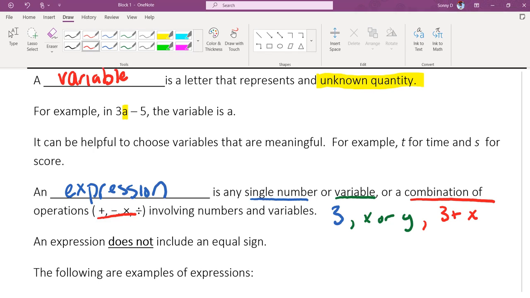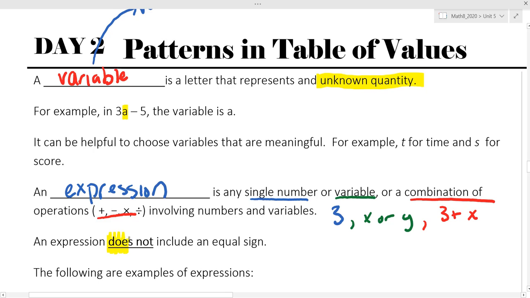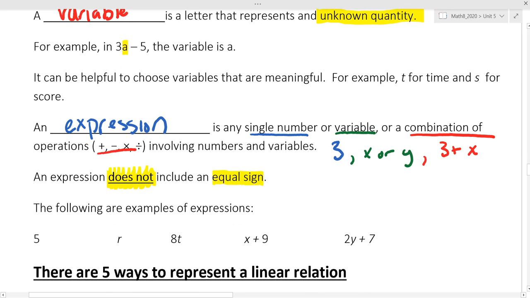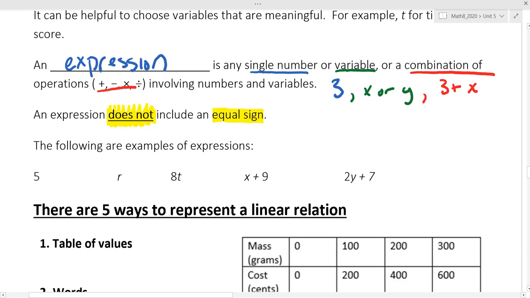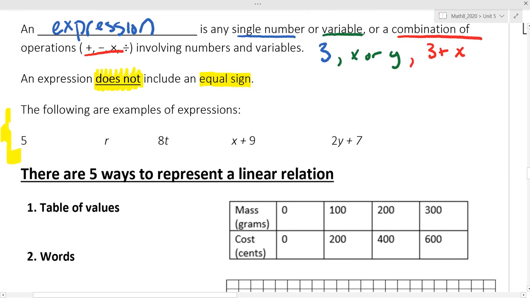What it isn't is something with an equal sign. Okay? So if you see an expression or a math statement with an equal sign, it's no longer an expression, it's what we call an equation. An expression is without an equal sign. So here are some examples of expressions down here, right? I'm not going to test you or quiz you on that, but we use this vocabulary quite a bit in math, so you should be aware of it.